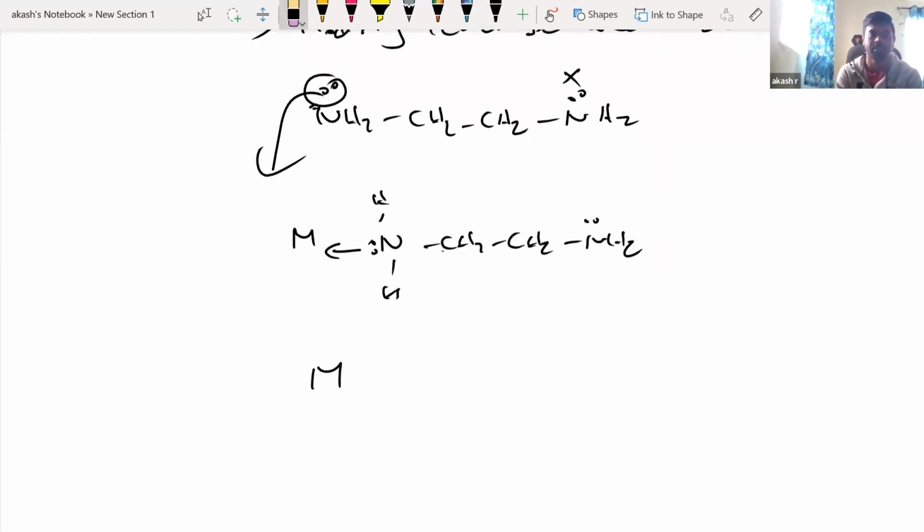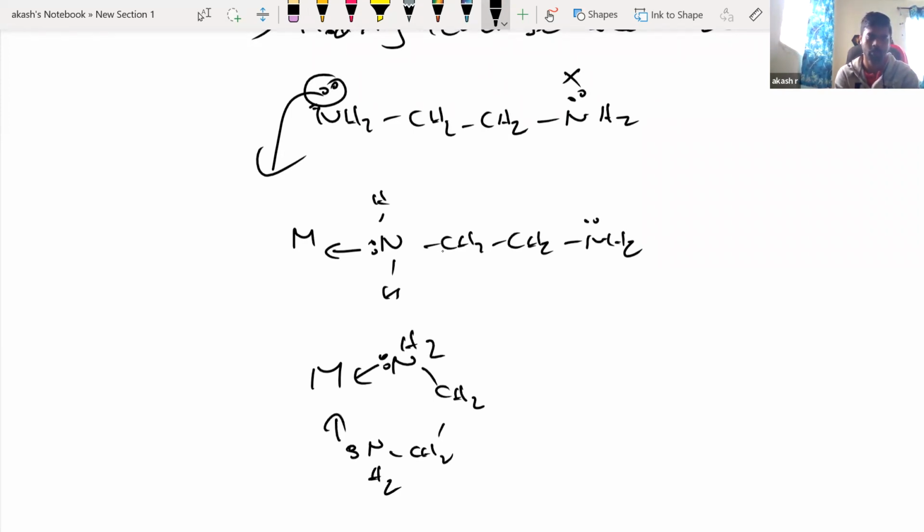Say I can write it like this: N CH2 CH2, and again one more N. So we have a donation site here and another donation site coming from here. Obviously, H2 is there, don't worry about it. So it can act as a monodentate ligand, and it can act as a didentate ligand also. These kinds of things are called flexidentate ligands. I hope that makes sense to you.